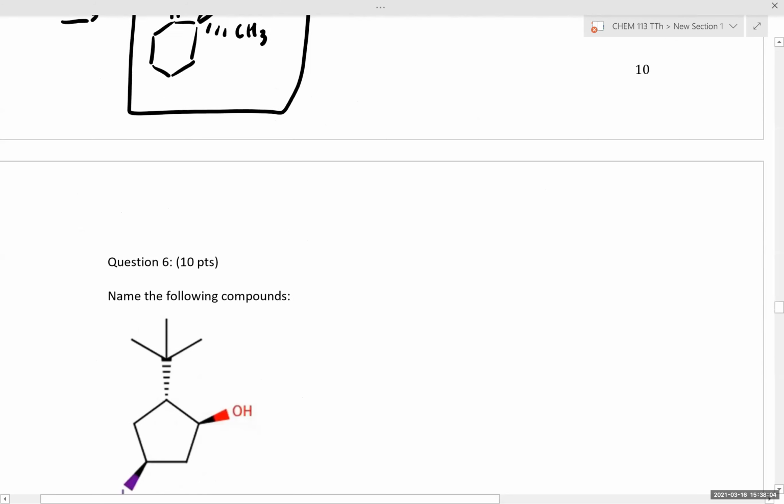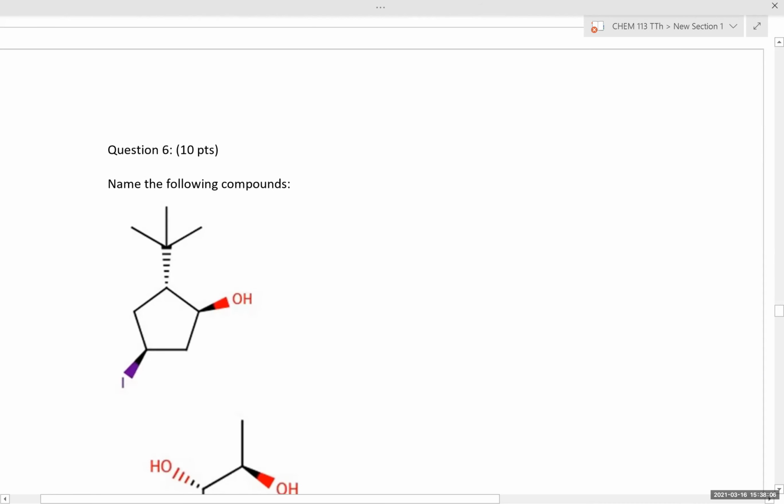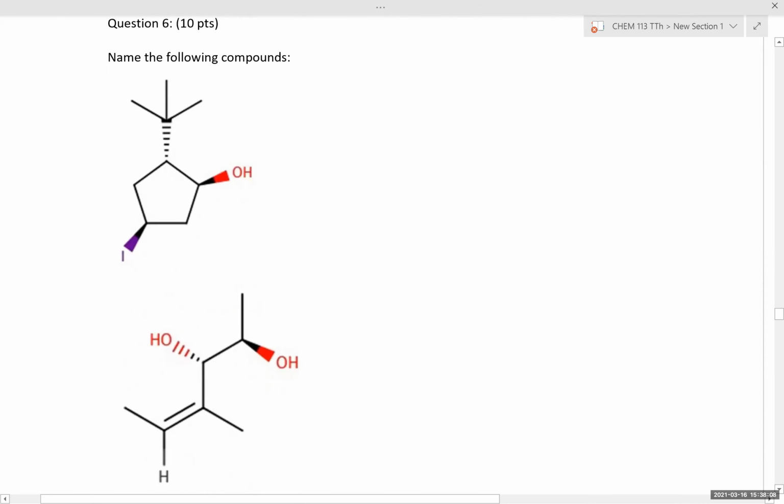Okay, so let's look at the next case. In this case, we're asked to name the following compounds. So would anyone like to propose a name for compound A?